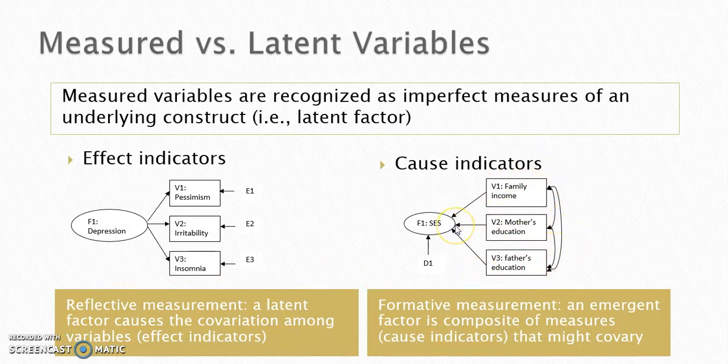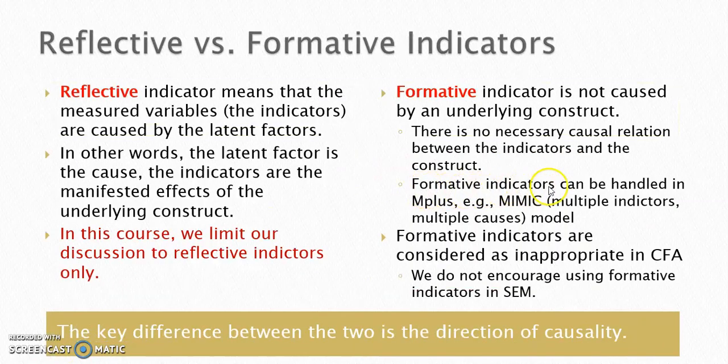Sometimes you encounter a different type of diagrams in which the factor is a composite of measures that might covary. A good example is the SES. People are so used to quantify the SES with family income, parents' education. However, SES is not a cause of those factors. This is called the formative measurement with cause indicators. Formative indicators can be handled in Mplus. However, given the purpose and usage of CFA in the context of SEM, using formative indicators is not encouraged, and we will limit our discussion to only reflective measurement in this course.